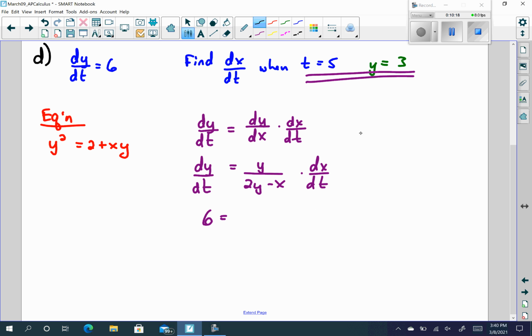So before I do anything else, I want to come back over here. When t is 5, y is 3, so I could use my y is 3 to help me find x. So this is going to give me 9 minus 2 will give me 7 equals 3x, so x is going to equal 7/3. So now I can finish this. So we're going to get y, which is 3, over 2 times y, so that's going to give me 6 minus 7/3 times dx over dt.